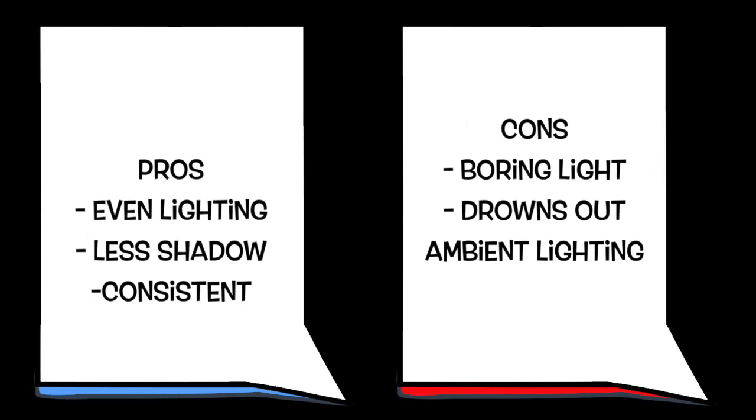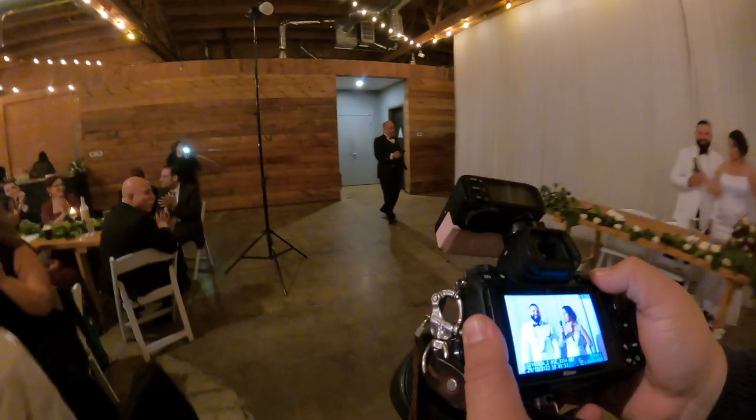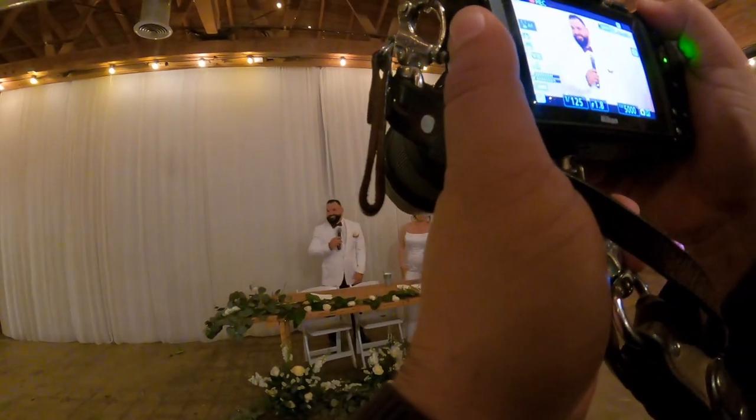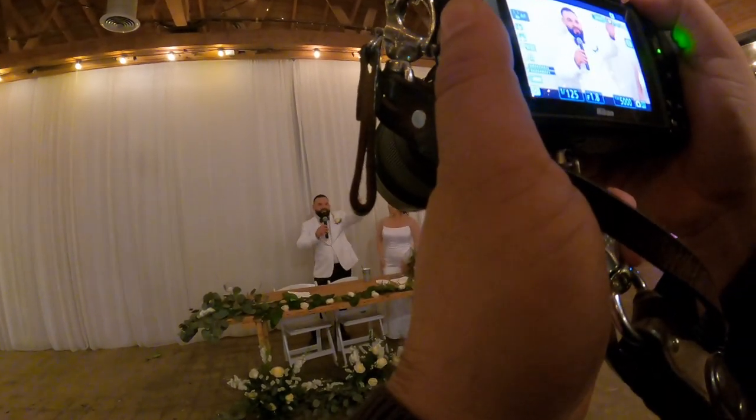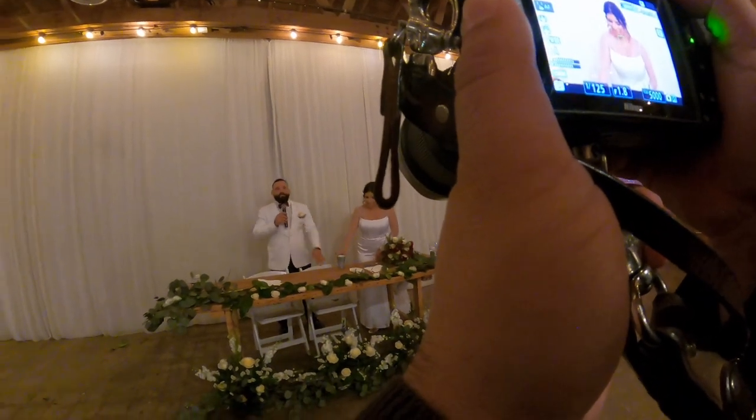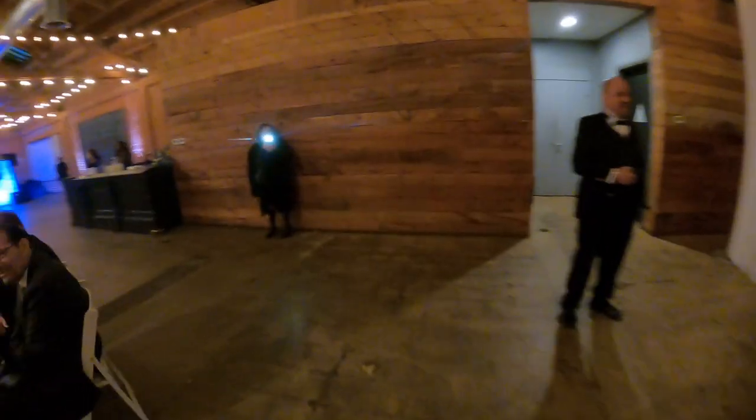Off-camera bounce flash. The pros of that is that you got even lighting. There's less shadows because the light's hitting the ceiling and it's spreading everywhere, and it's more consistent. If it's off-camera bounce flash, it'll be more consistent, but it still drowns out all the ambient light because you're spreading the light over everything, and I don't like that. That's not really my style. I will tell you this, there's been a few situations where I have done that, and that's usually for daytime indoor weddings where some light is coming in but not enough.